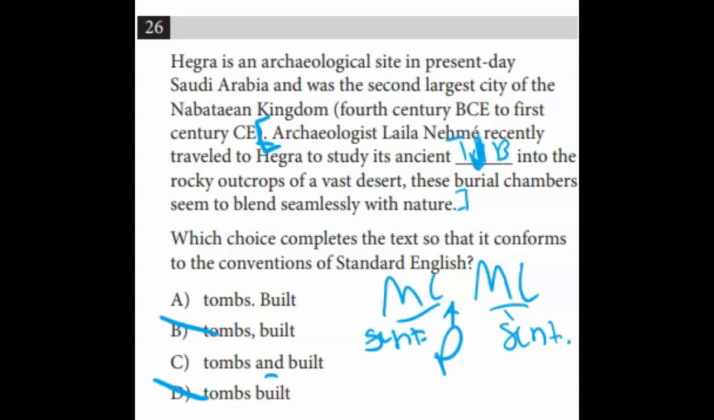When looking at and, you can say, "Archaeologist Layla recently traveled to Hegra to study its ancient tombs and built into the rocky outcrops of the vast desert." That doesn't make any sense. You can't use and that way to separate these two main clauses. It's illogical. So you know you're going to have a period. That's why it's answer choice A, to separate two main clauses. A period can be used, and so that's why A is the correct answer for 26.